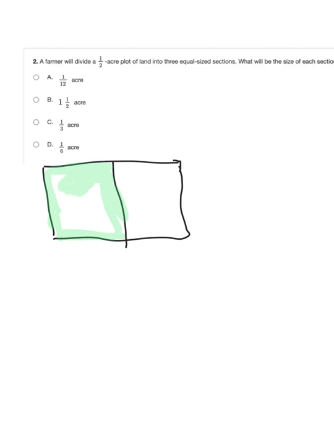If you're wondering how big an acre is, I was talking to one of my small groups about this today. I think it's a little bit less than a football field. You could probably Google it about how big is an acre of land.